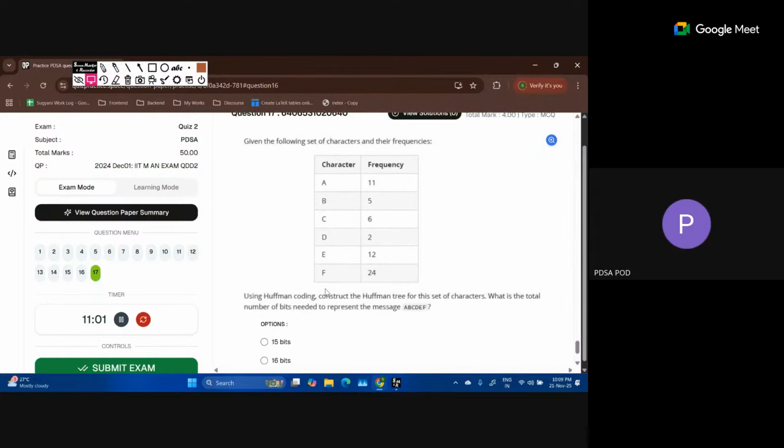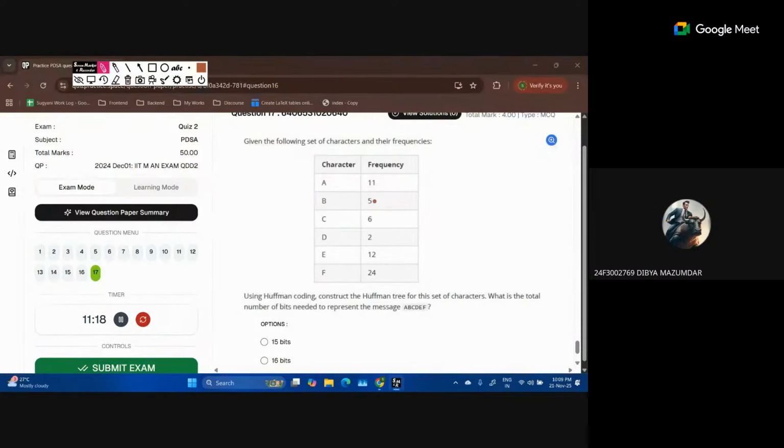Okay, draw the Huffman tree first. I will first sort it based on the frequencies. Then 2 and 5 we will take and combine. Why do you need to sort?